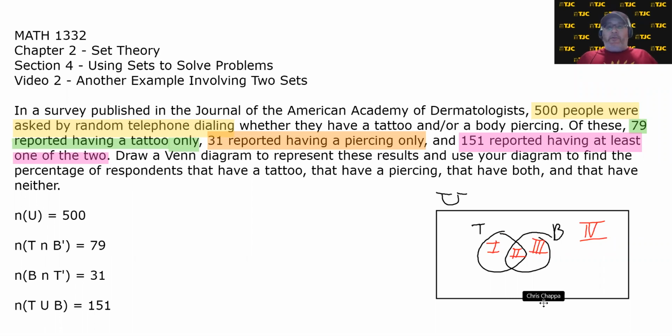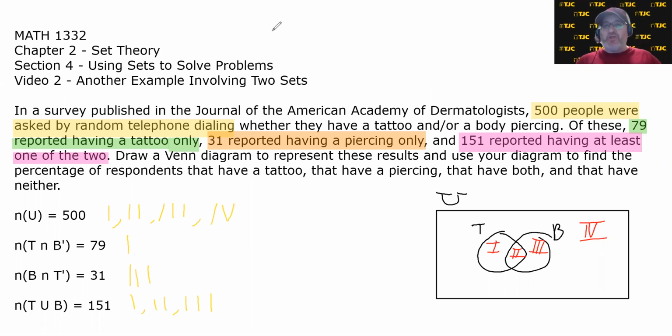So this one's a little bit different because they're not telling us the cardinality of T or the cardinality of B. They're telling us cardinalities of other pieces of the Venn diagram. And although I said it, I didn't write it. So let's write it that the universe, of course, is all 4 regions, 1, 2, 3, and 4. Tattoo but not a body piercing is region 1. Body piercing but not a tattoo is region 3. And then the union is regions 1, 2, and 3.